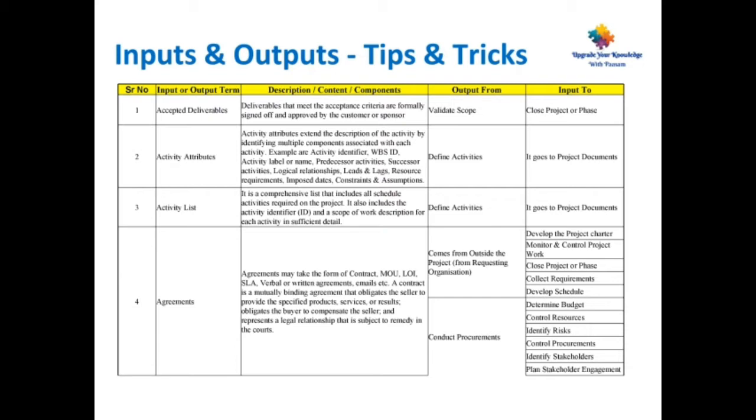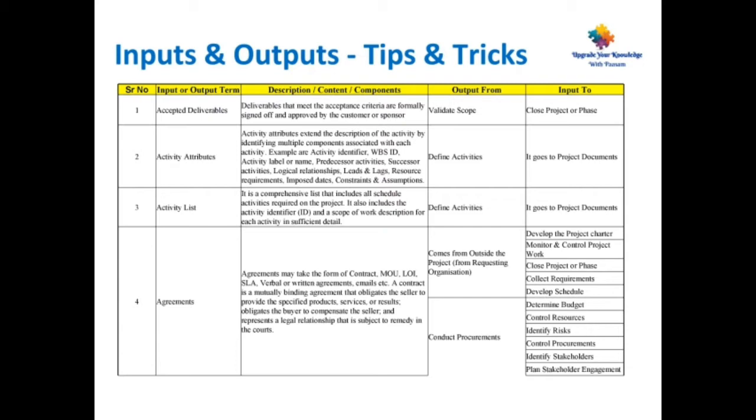The second one is activity attributes. Activity attributes extend the description of the activity by identifying multiple components associated with each activity. Examples are activity identifier, WBS ID, activity label or name, predecessor activities, successor activities, logical relationships, leads and lags, resource requirements, imposed dates, constraints and assumptions. These activity attributes are output from define activities and go to project documents as inputs.